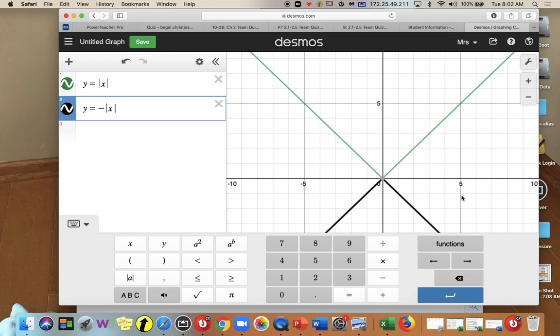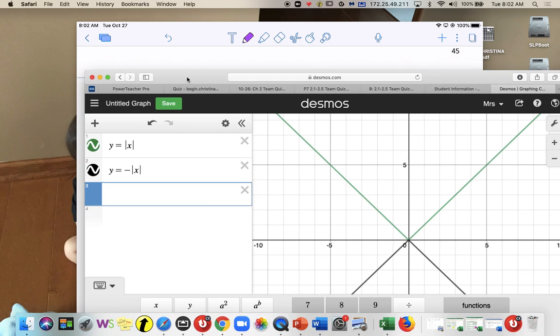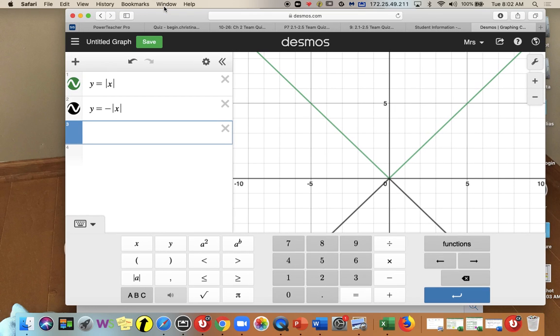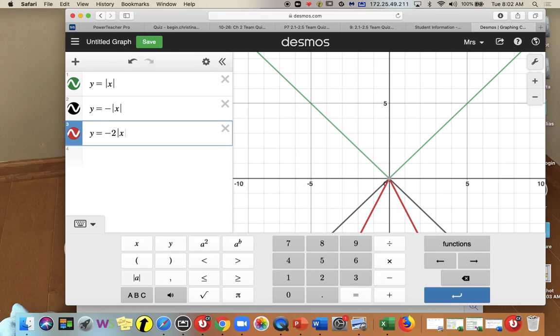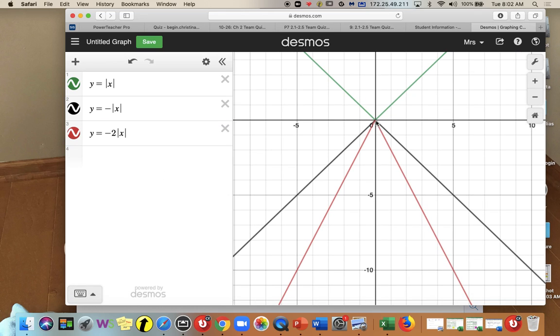So there it is. You can see that the negative comes before the x. It's going to flip it over the x-axis. What happens if there's a negative 2 in front? We haven't looked at that before. So y equals negative 2 times the absolute value of x. And if you look, it's still flipped over the x-axis, but it's narrower, it's skinnier.